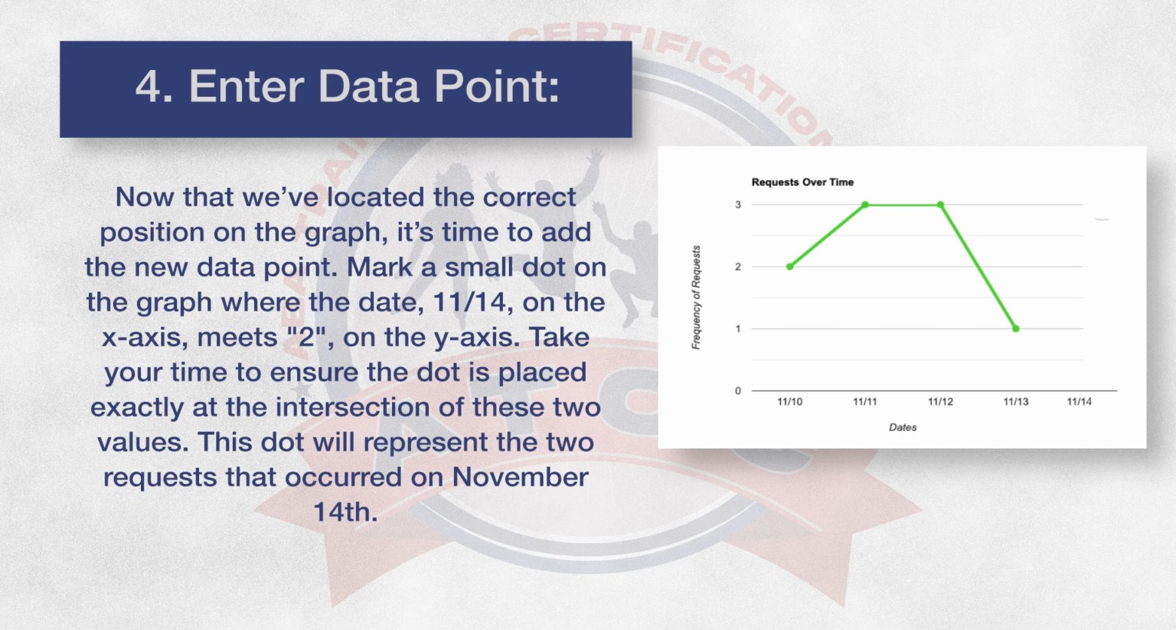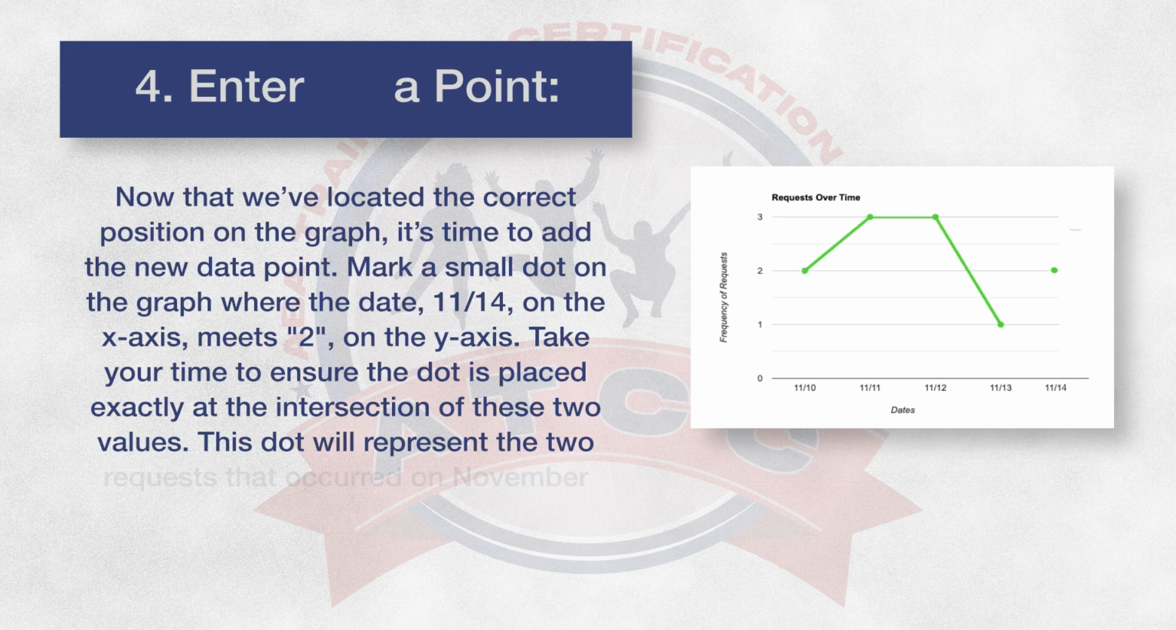4. Enter data point. Now that we've located the correct position on the graph, it's time to add the new data point. Mark a small dot on the graph where the date 1114 on the x-axis meets 2 on the y-axis. Take your time to ensure the dot is placed exactly at the intersection of these two values. This dot will represent the 2 requests that occurred on November 14th.